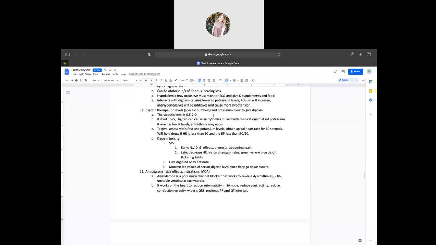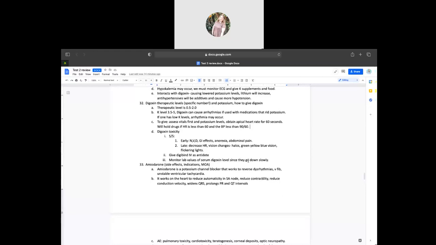Now we're going to talk about something very significant, which is digoxin toxicity. This is when the digoxin level is above 2.0, the therapeutic range. Some signs and symptoms we must be aware of occur in early and late stages. Early, you're going to have abdominal pain, GI effects, nausea, vomiting, and diarrhea. They're not going to want to eat. In the later stages, we are going to have a low heart rate and visual changes. Remember the halos, green, yellow, blue vision, and flickering lights.